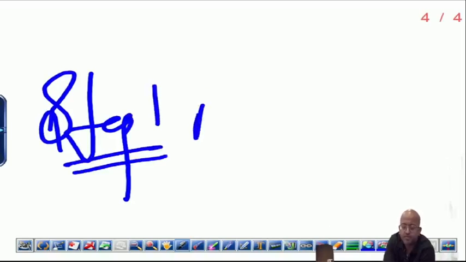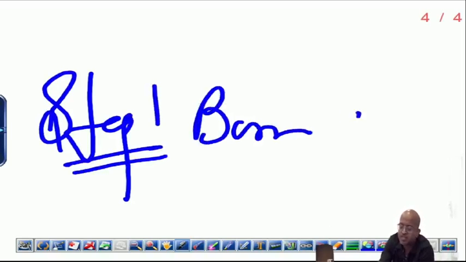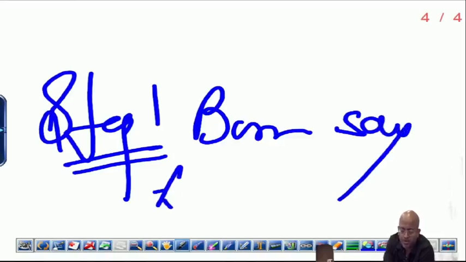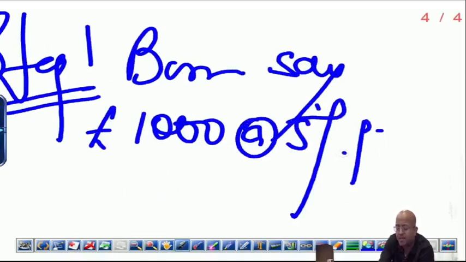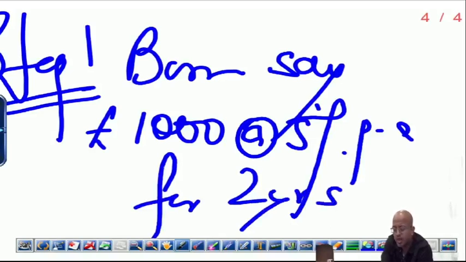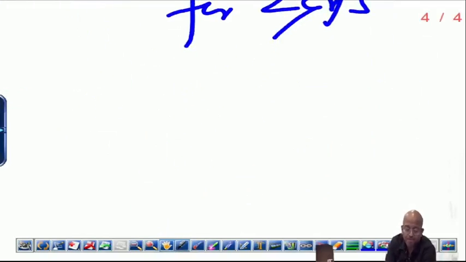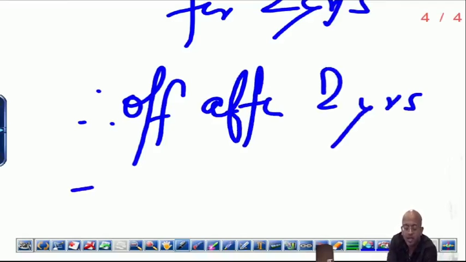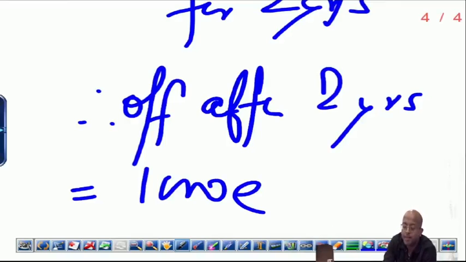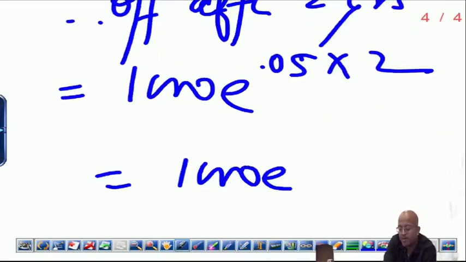So step 1 of covered interest arbitrage. Step 1. Borrow, say, pound 1000 at 5% per annum for 2 years. Borrow, say, 1000 pound at 5% per annum for 2 years. Therefore, outflow after 2 years equal to 1000 into e power 0.05 into 2. So 1000 into e power 0.1.